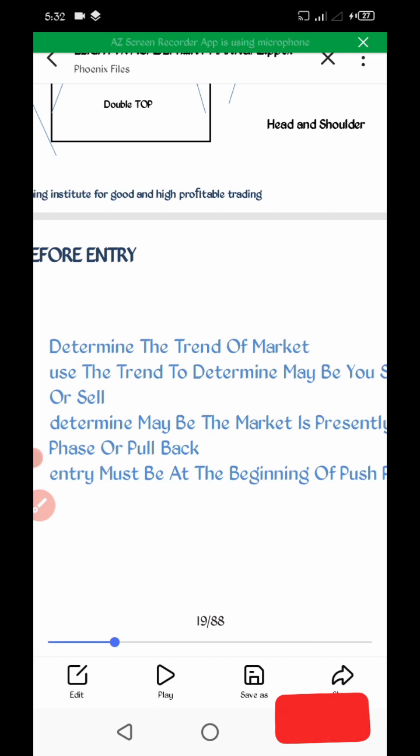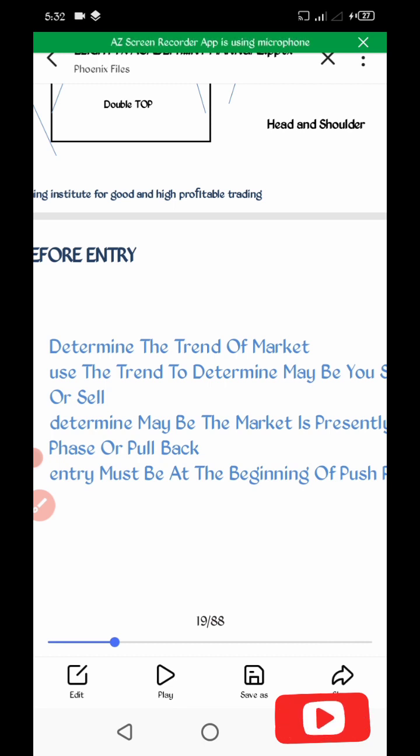And I said earlier that if the market is in an uptrend, you are looking for opportunities to buy. If the market is in sideways market, you are not doing anything, you are just waiting for a breakout to happen. Are you getting what I'm saying now? And then if the market is in downtrend, you are looking for opportunity to sell.